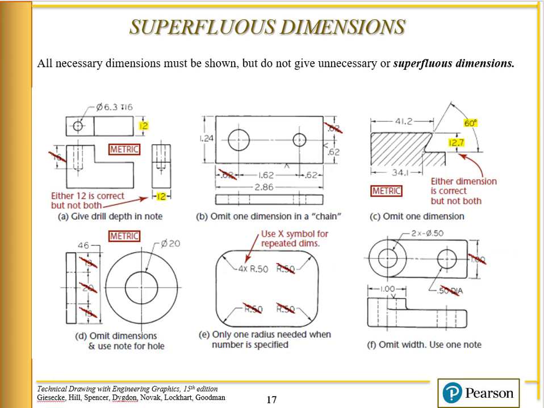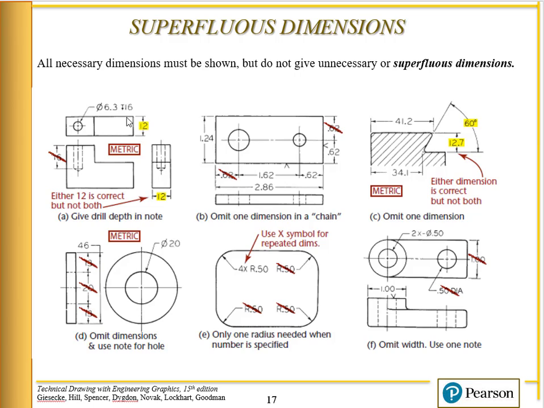Here's another one, superfluous dimensions. All dimensions must be shown, but don't give unnecessary or superfluous dimensions. We also call this double dimensioning. In this example right up here, we have a hole, which is diameter 6.3 millimeters, and then this symbol is depth to 16 millimeters. So what that means is this hole is drilled to 16 millimeters deep. What we tried to do over here is to put a dimension on the depth. No, that's not right, because it's already dimensioned here.